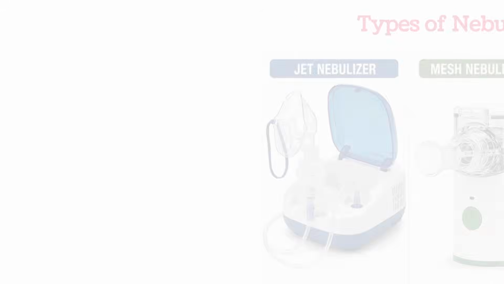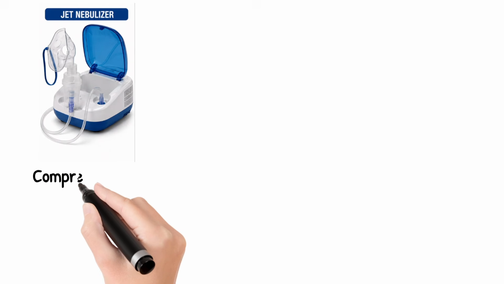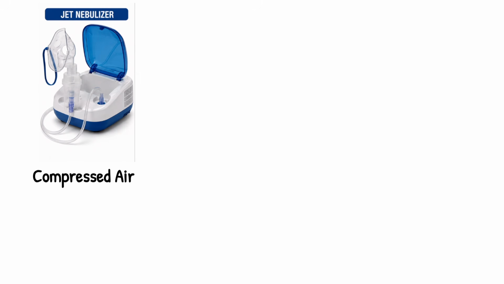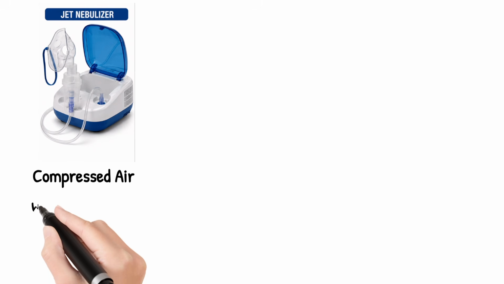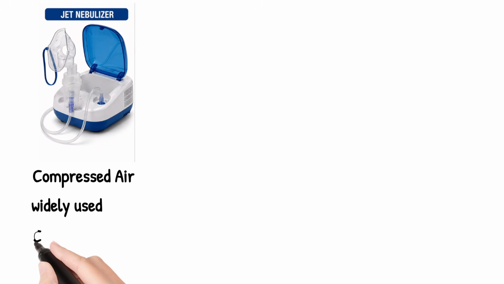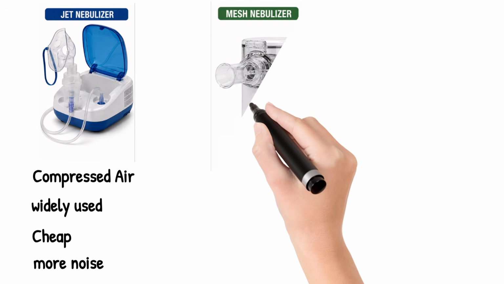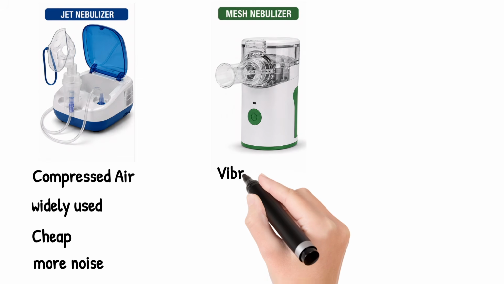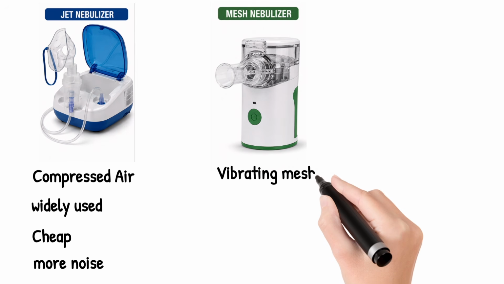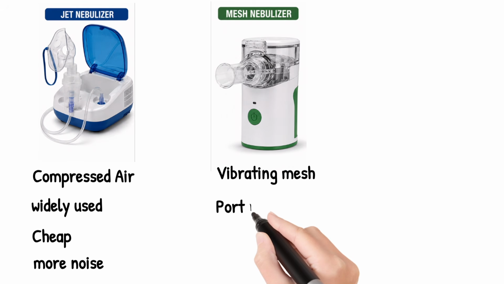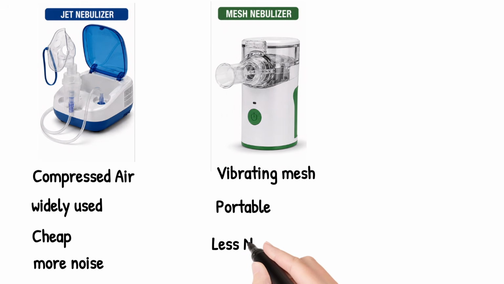A jet nebulizer uses compressed air to convert the liquid medicine into fine mist, and it is commonly used. It is less expensive, but the main drawback is that it looks larger, and when it is on, it produces a lot of noise. Coming to the mesh nebulizer, it uses a vibrating mesh to convert the liquid medicine into aerosols, and it is portable. Less noise is produced compared to jet.